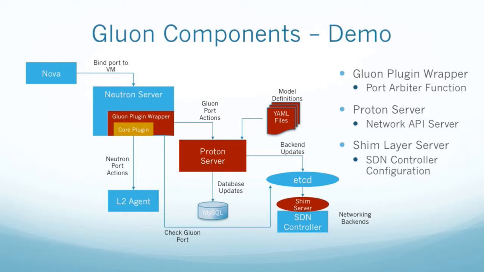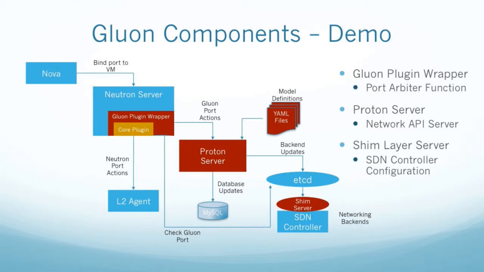The port arbiter function we had to do a little differently. Originally, we were going to replace the networking plugin inside Nova and have the Gluon server, the port arbiter function, be a separate service and then route to the individual Proton servers. They've deprecated that in Mitaka, so to get around that, we've created a Gluon plugin wrapper that sits inside the Neutron server. We've overridden the port update and port show methods, and that's where we actually do the port arbiter function. We can look to see if this operation is for a Gluon port, and if so, we'll forward it on to the proper Proton server. If not, we'll let it go on to the core plugin to be processed by Neutron.